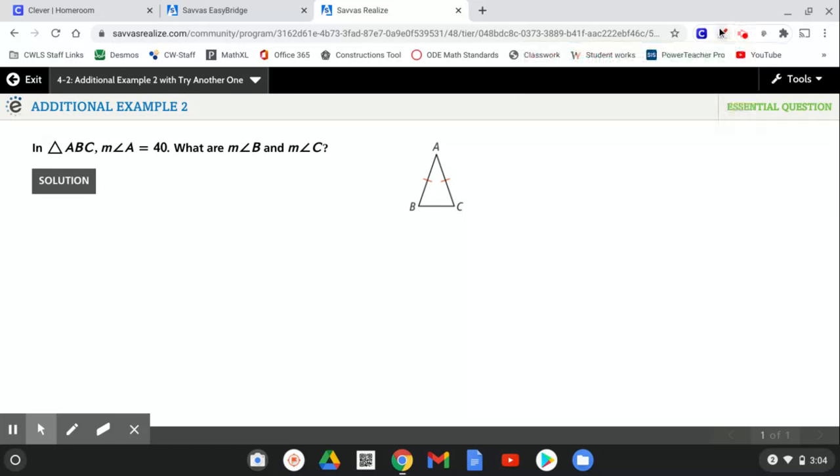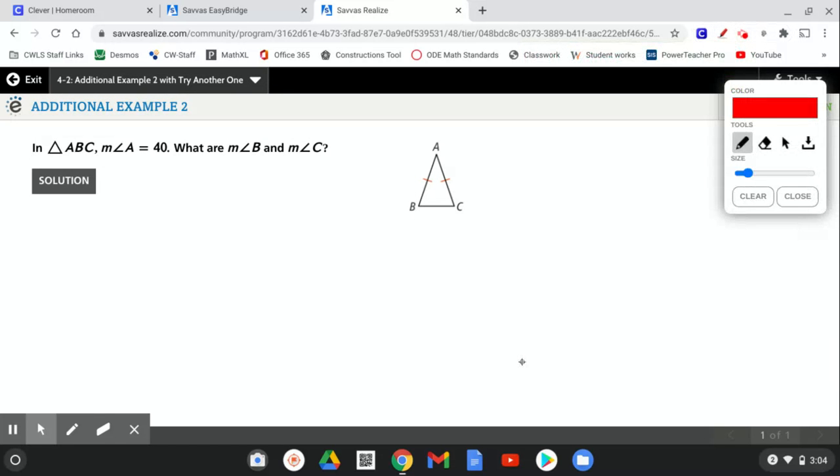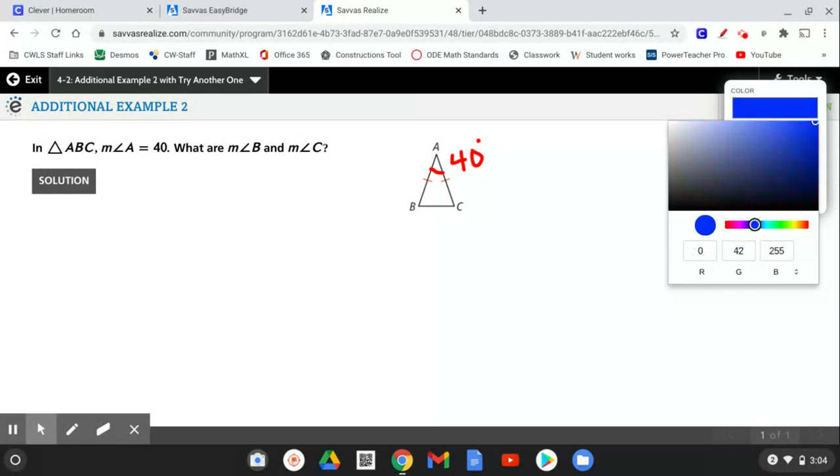All right, guys, in this example, in triangle ABC, they're going to tell us that the measure of angle A is 40 degrees. Now we know that AB is congruent to AC because they both have one mark. This is an isosceles triangle. So from there, we know that angle B and angle C are going to be congruent. They're going to be the same angle measure.